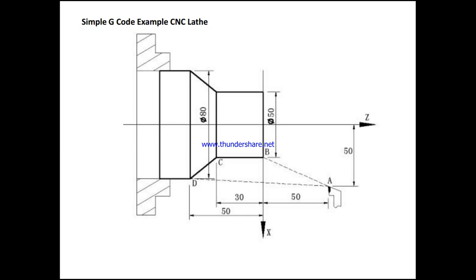It has to approach point B here. When it is approaching point B at 600 mm per minute, it has to move in the X direction by 50 mm. With respect to this, it has to move 50 mm to point B. So from here it has to move 50 mm.